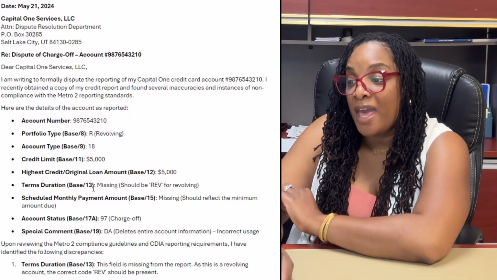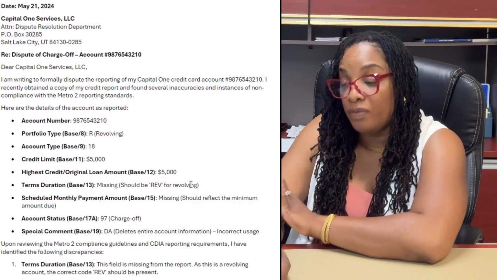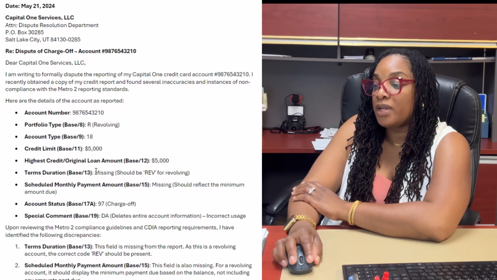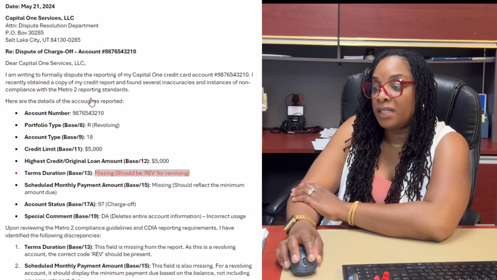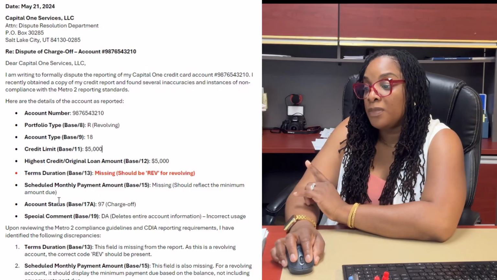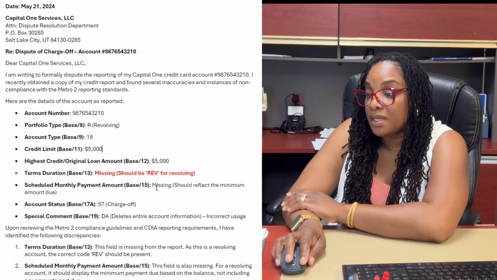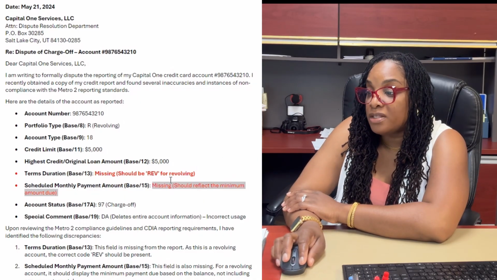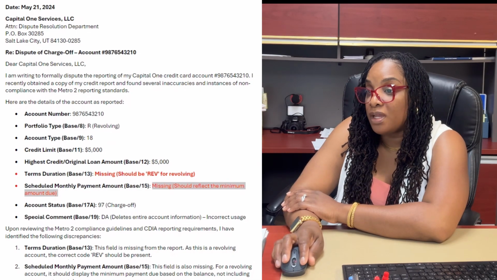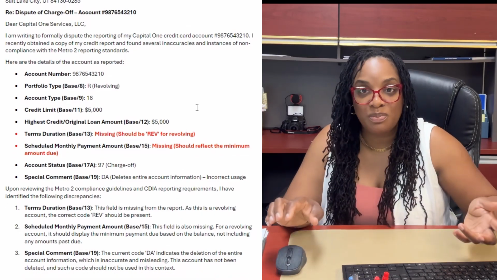And beside here, I have missing. It should be REV, which means revolving. The reason I have that marked as missing is because that is going to be a Metro 2 violation that I will be disputing, and it is a required field. So now scheduled monthly payment amount, base segment field 15, is missing as well, and I will be disputing that as well. So you're going to want to make sure that you call out and highlight every Metro 2 field that they're missing or not reporting, because that's your dispute reason.